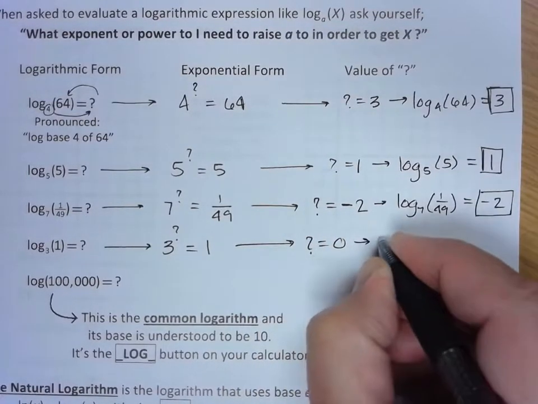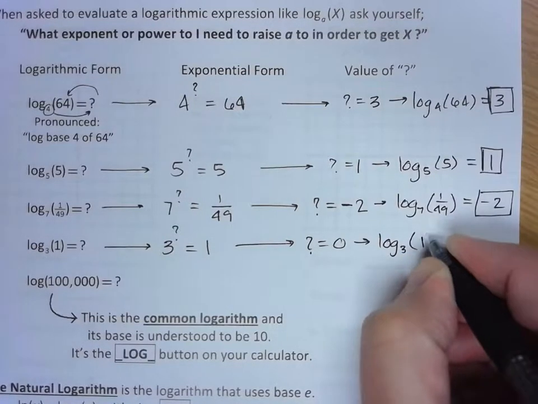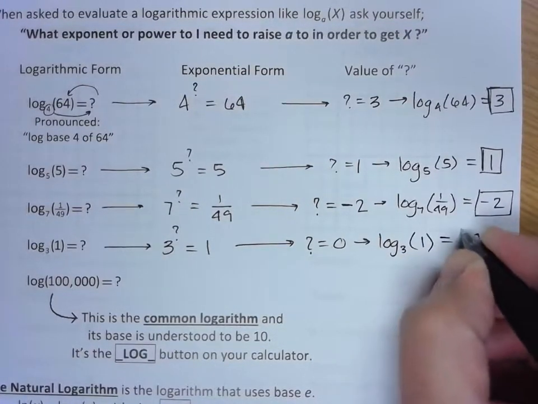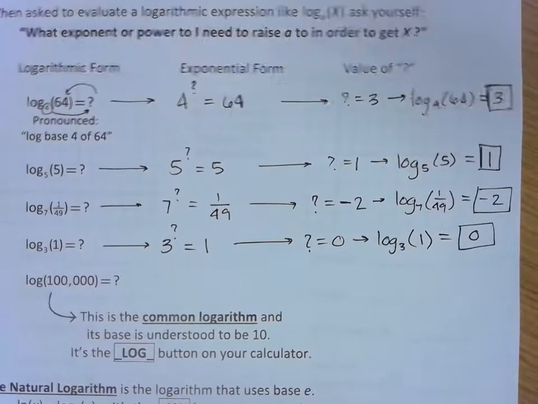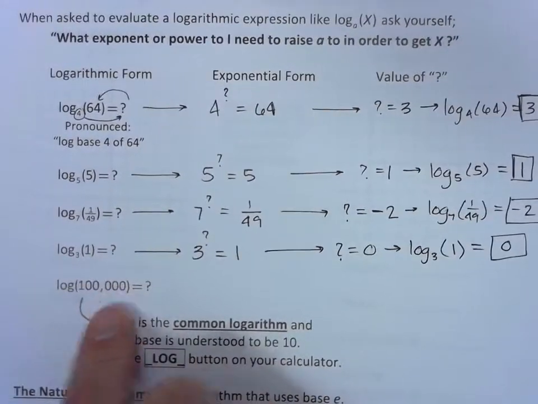So anytime you take a logarithm of any base, the logarithm of the number 1 will always return the value 0. Okay. Now there are 2 logarithms built into your calculator.